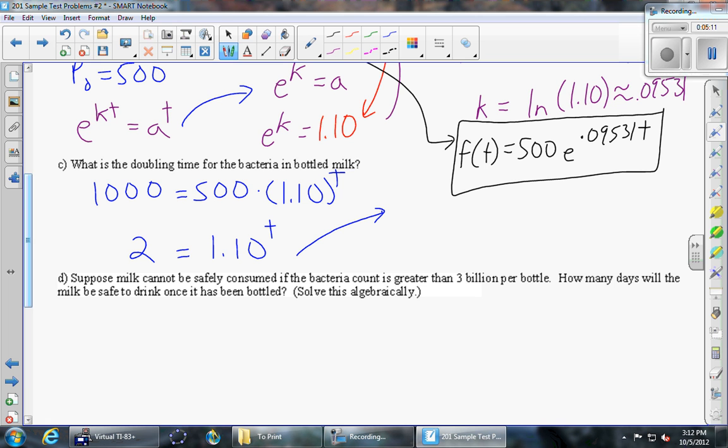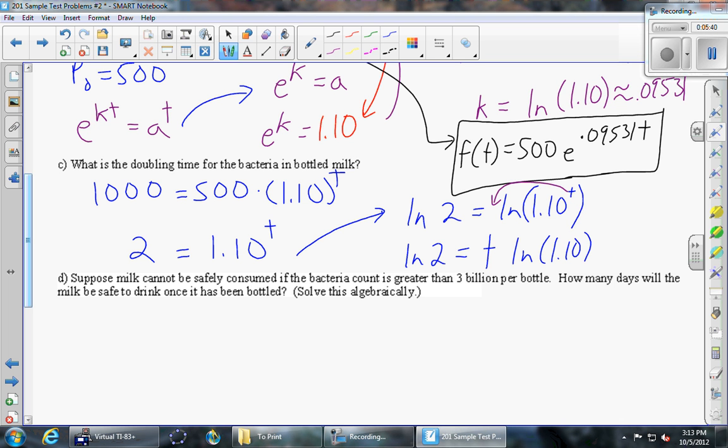Again, solving for t, so hit both sides with an ln. And here's one of these nice properties. Let me actually put that t inside just so it's really clear. So here's one of the nice properties of ln is that if you have ln of some number to a power, that power gets to move right down in front. So this says ln of 2 is t ln of 1.10. So that t is right there in the front. And then finally, to solve for t, we divide both sides by ln of 1.10.